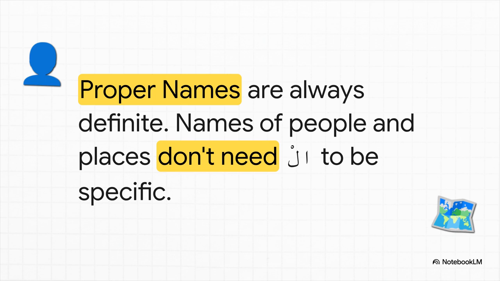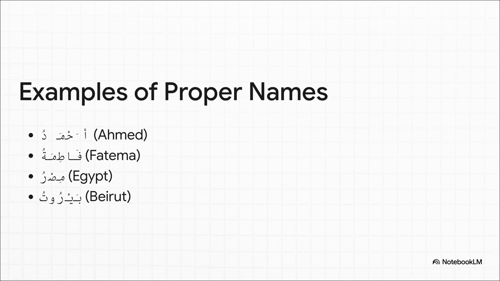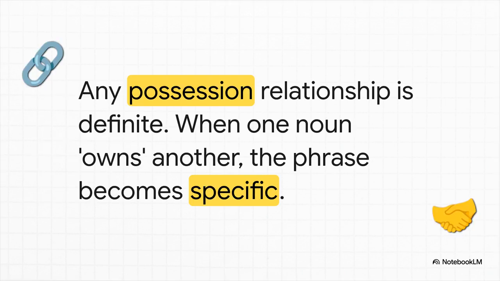Same goes for a place, like Egypt. They're already specific, so they're definite by default. So words like Ahmedu or Fatimatu, or place names like Misru for Egypt, they're all automatically definite. You're just not going to see an al in front of them because they don't need it. Their specificity is already baked right in. Now, the second type of VIP noun is a little more advanced, but it's incredibly powerful once you get it.